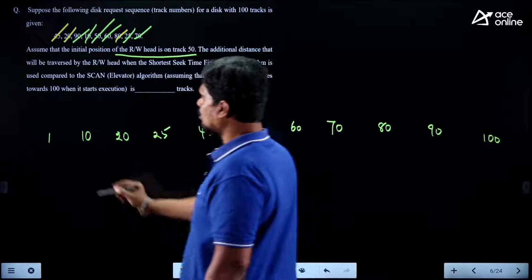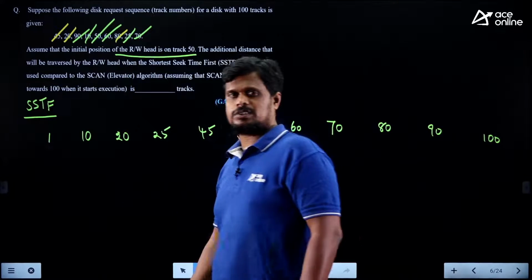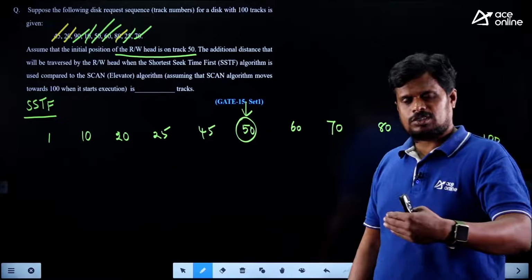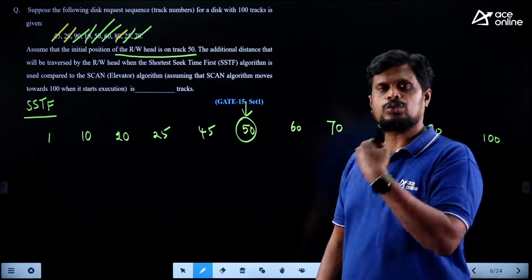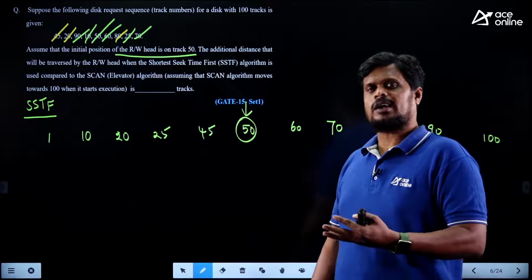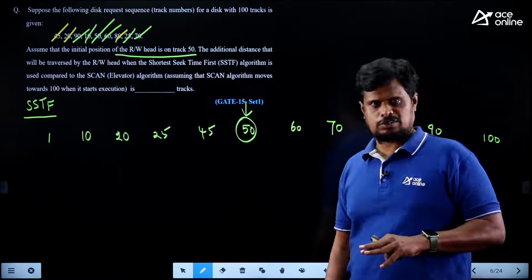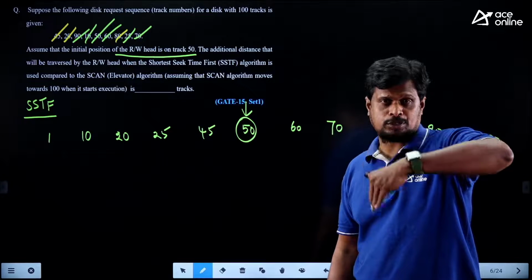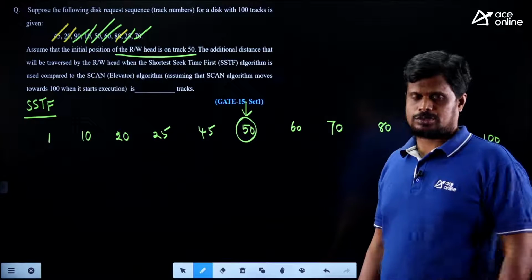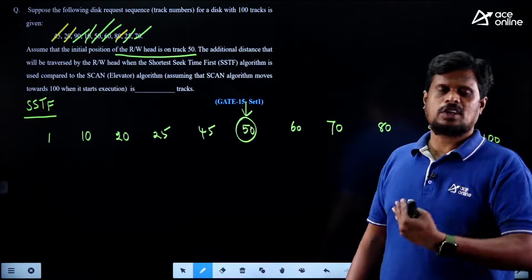So for example, if we execute SSTF, shortest seek time first, what is the concept of SSTF? From the current head position, whichever disk request is nearer, the read write head can move to that. It is a kind of SJF concept, shortest job first in process scheduling algorithms. From the current read write head position, among the disk requests, whichever is very close, the head can move there. This is shortest seek time first.